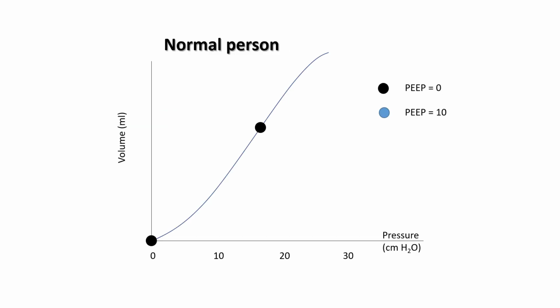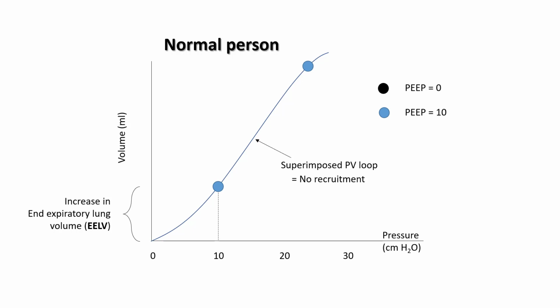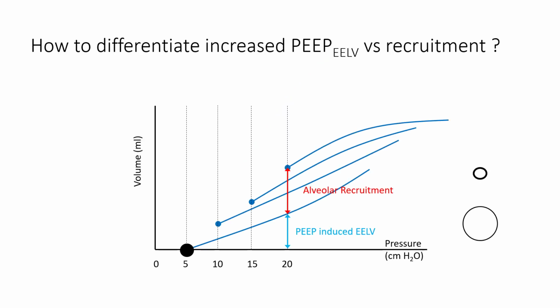When you use PEEP, you increase the functional residual capacity. In a normal person who does not have any recruitable lungs, giving him a PEEP of 10 would result in increased end expiratory lung volume. Now, this is just an effect of PEEP and not the result of a recruitment process. So if you have a superimposed PEEP loop, it tells you that there is no recruitment. However, if you keep on going up on PEEP and have different PEEP loops, this volume is from the PEEP induced volume changes, and this part is the recruitment.